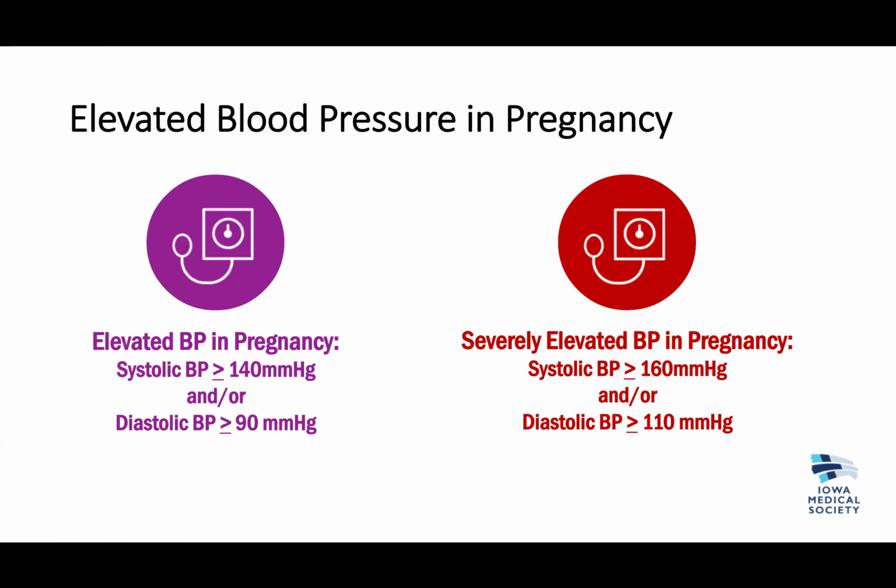Next slide. So elevated blood pressure in pregnancy, what does that mean? In pregnancy, you're looking at a systolic blood pressure greater than or equal to 140 and a diastolic blood pressure greater than or equal to 90. And severely elevated blood pressure in pregnancy, these are the severe features: systolic greater than or equal to 160 and diastolic greater than or equal to 110. We'll talk a little more about the criteria, but for elevated blood pressure it has to happen on more than one occasion, at least 4 hours apart.